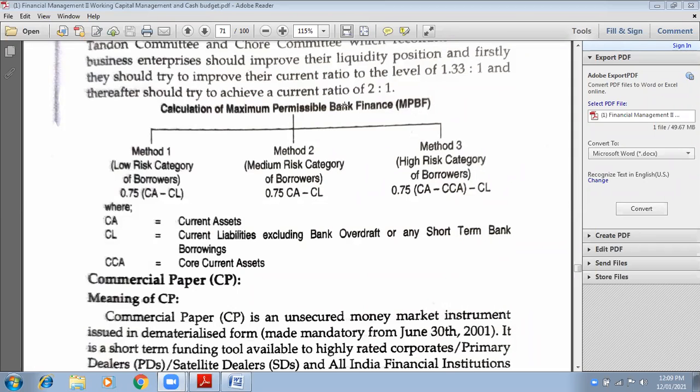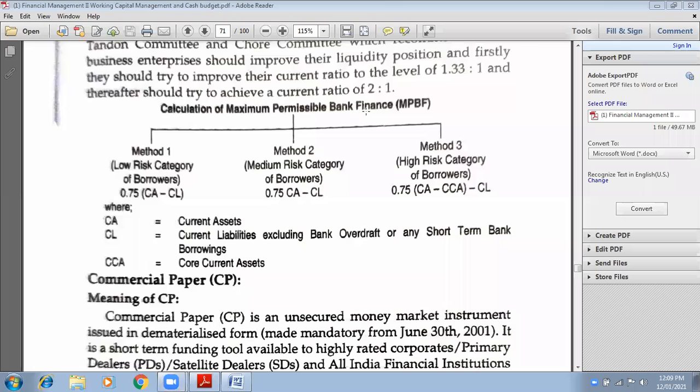Maximum permissible bank finance. When corporates and big companies want funds, they go to the bank, and the bank will have some limits to provide them finance. That particular limit is decided according to this Tandon Committee, and that method is known as maximum permissible bank finance. Now there are three methods. It is segregated into three types.